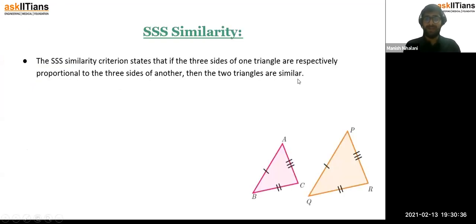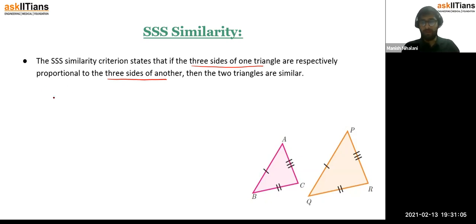So what is SSS similarity? What do we mean by SSS? SSS means side, side, side similarity. In a triangle we have three sides. The SSS similarity criterion states that if the three sides of a triangle are respectively proportional to the three sides of another, then the two triangles are similar.